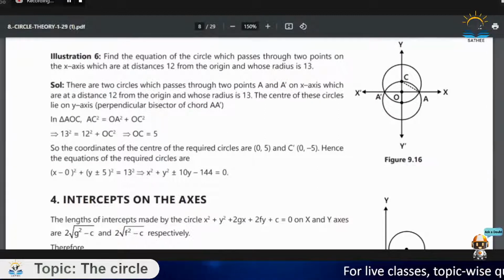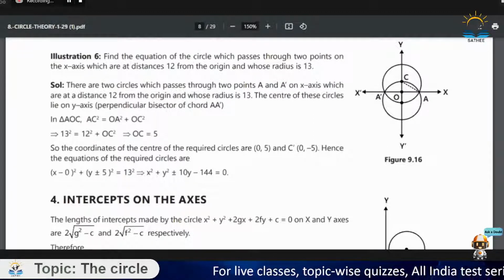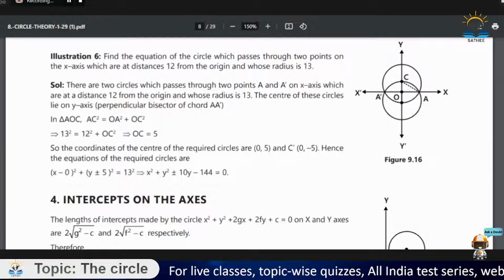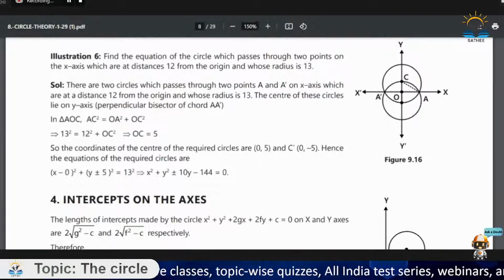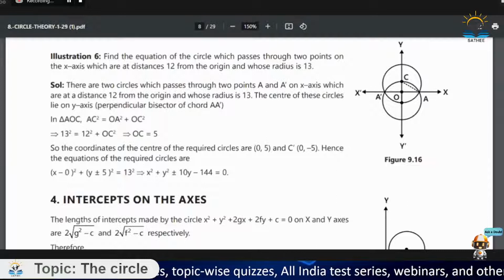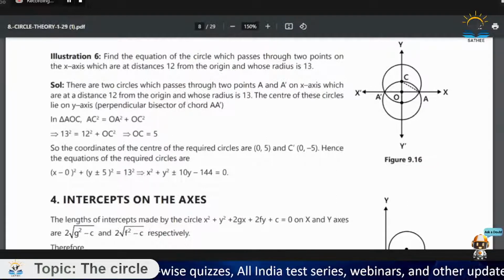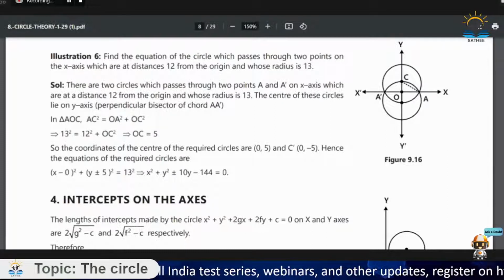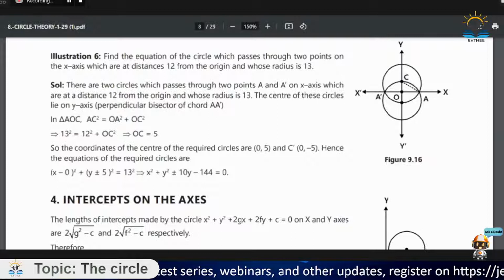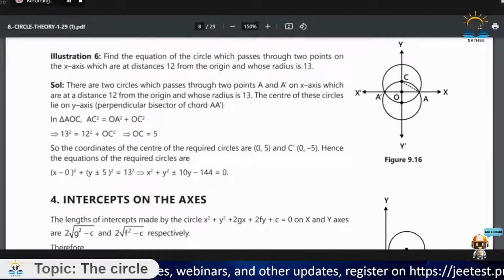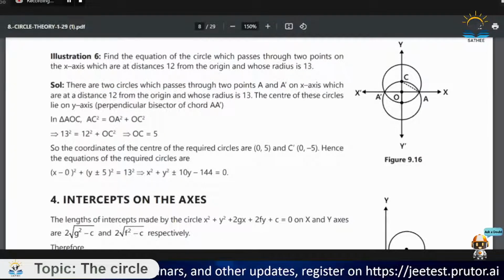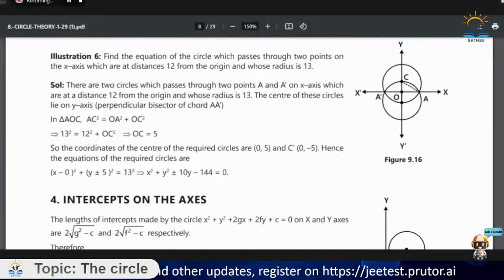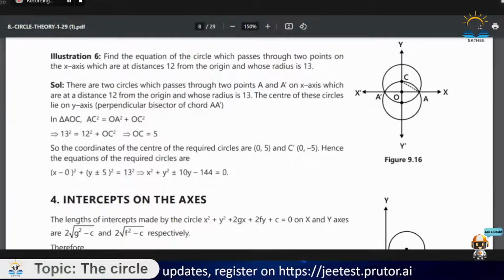Okay. Now let us see illustration number 6. So what does illustration number 6 say? Find the equation of the circle which passes through 2 points on the x-axis, which are at a distance 12 from the origin and whose radius is 13. So we are asked to find the equation of a circle, and we have directly been given the radius of the circle, and the circle is passing through 2 points on the x-axis, which are at a distance of 12.